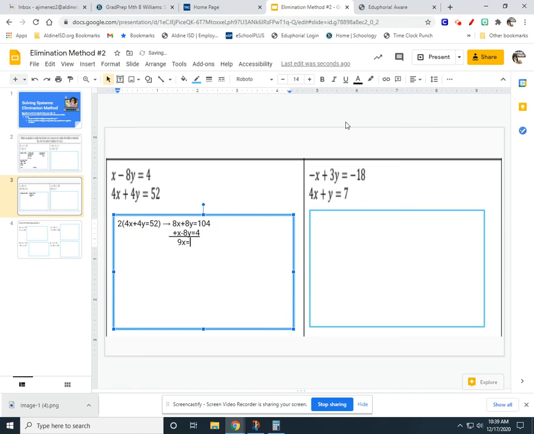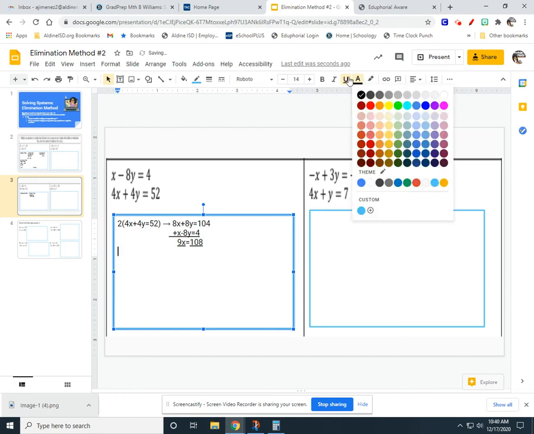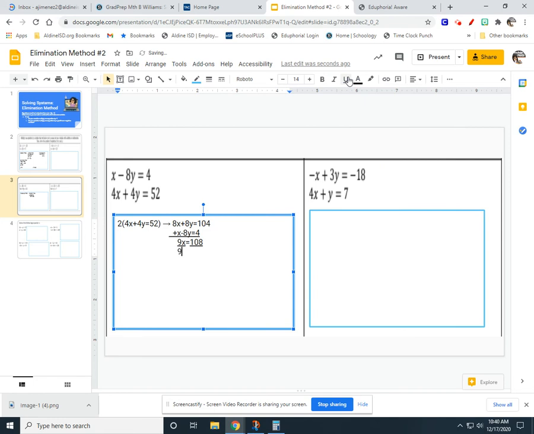The negative and the positive 8 are going to cancel out, so I'm not going to have a y anymore. And 104 plus 4 is 108. I'm going to divide both of these numbers by 9 because that is the coefficient of x. And I want x to be 1. 9 over 9. x is equal to 12.